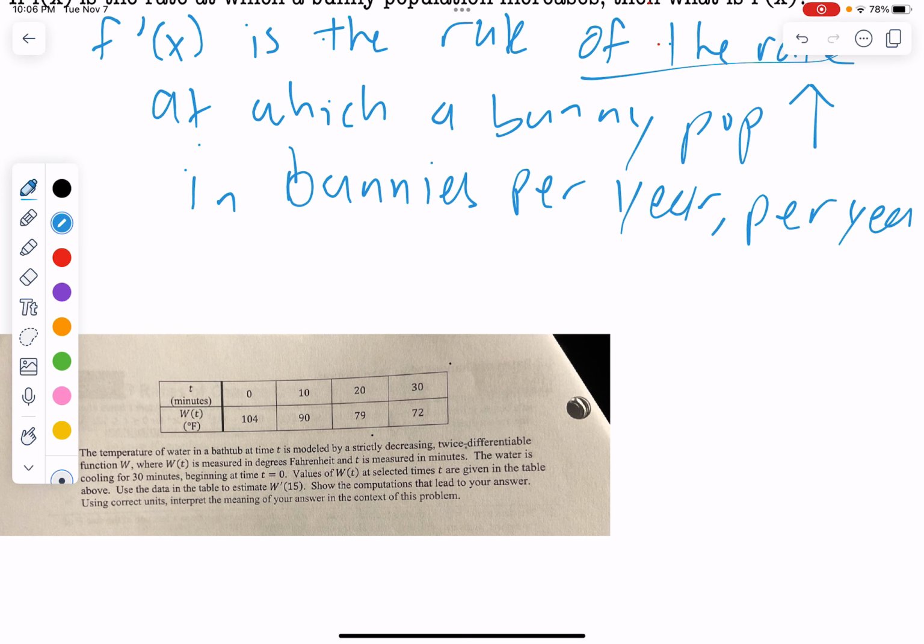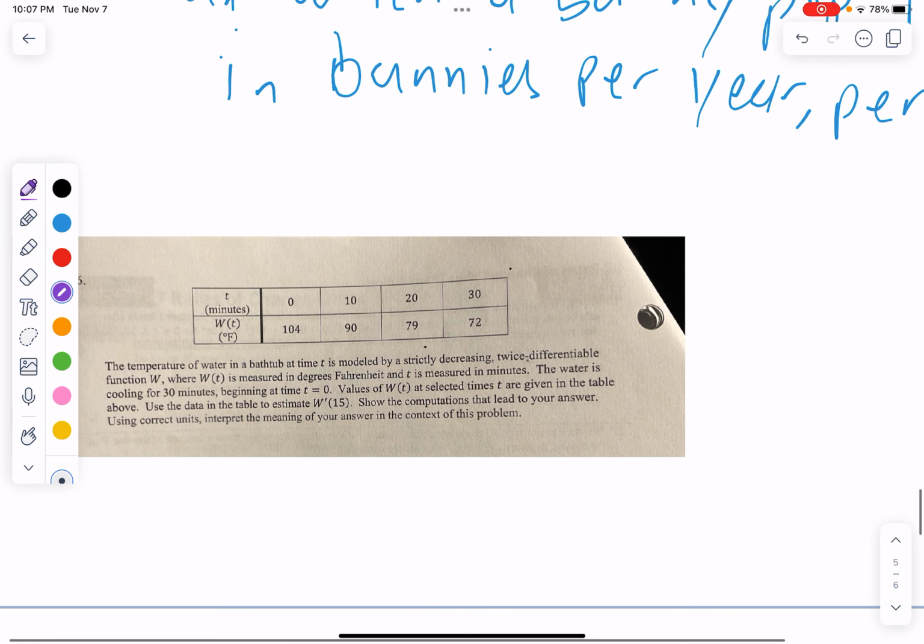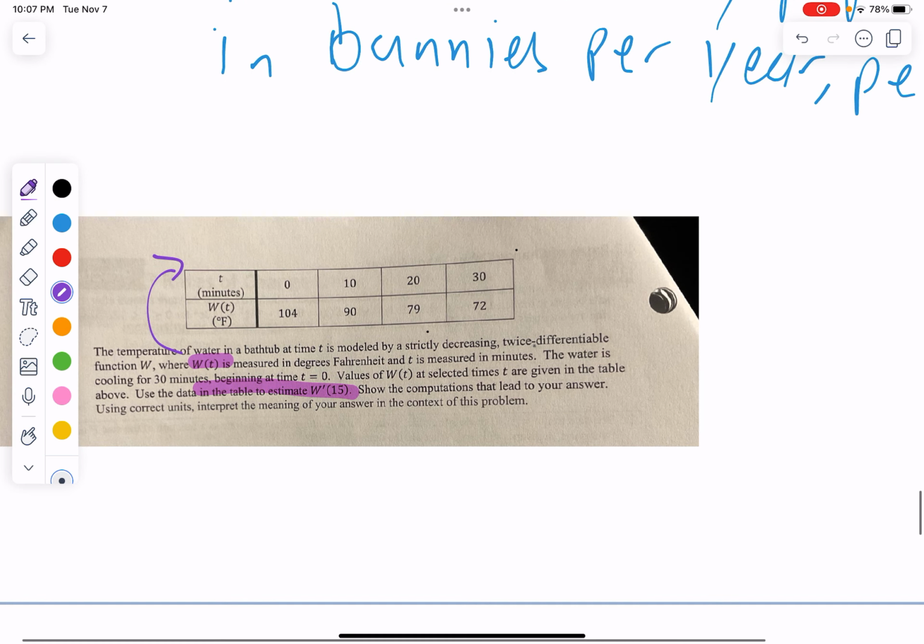Cool beans. We have an example here. It's actually a bit of a throwback. Take the time to read the problem on your own. Basically, it's asking us to use the data in the table to estimate W'(15), the derivative of W at 15. This table shows W(t).